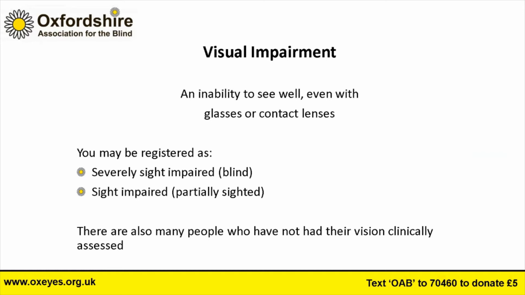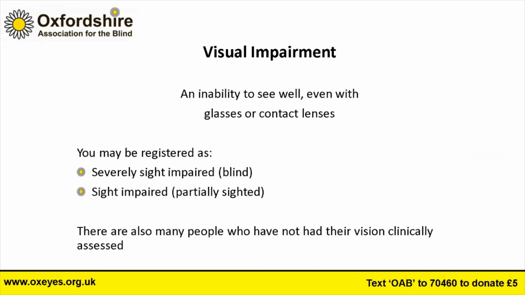And going forward, there are two recognised forms of visual impairment in terms of registration. So you have severely sight impaired, which in old money we call blind, and sight impaired, which is partially sighted. There are also many people who choose not to be registered, or whose registration hasn't been picked up for whatever reason. So there's a lot of people who aren't registered within this category.